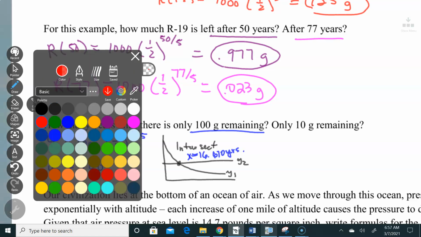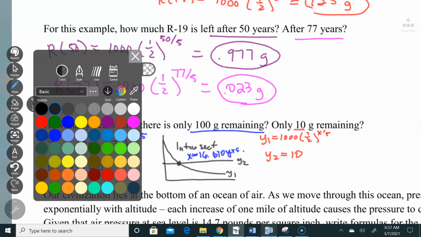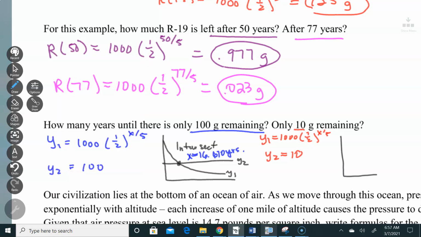Now for the second problem, I'm going to do the same thing. I'm going to keep my y1 the same. And this time I'm going to make my y2 equal to 10. Okay. So again, we're going to get the same looking graph. Exponential decay, and then a horizontal line graph. But this number is much smaller, so I might change my window on this.